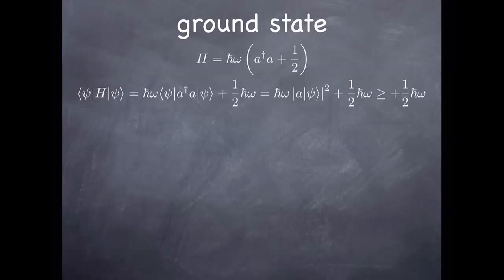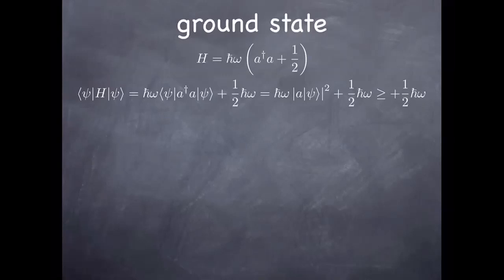And clearly, this is the absolute value of the state. So this is positive semi-definite. I have an additional number here. So this expectation value of the Hamiltonian is bounded from below. The lowest it can possibly be is this constant. It can't be smaller than that.